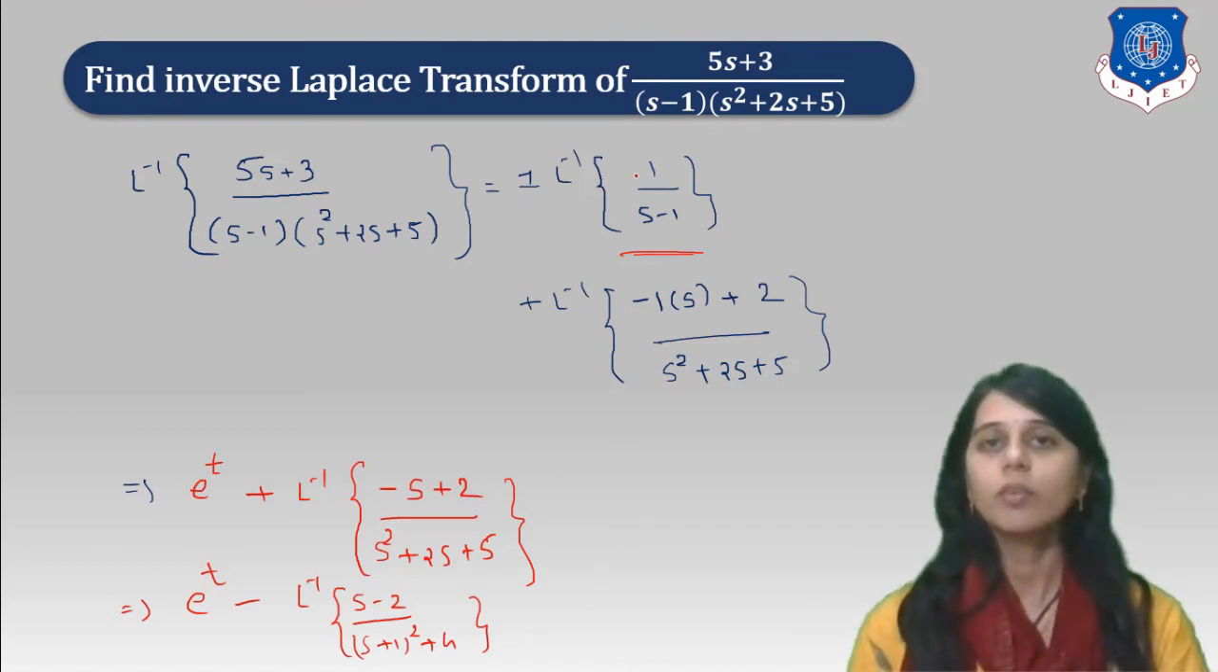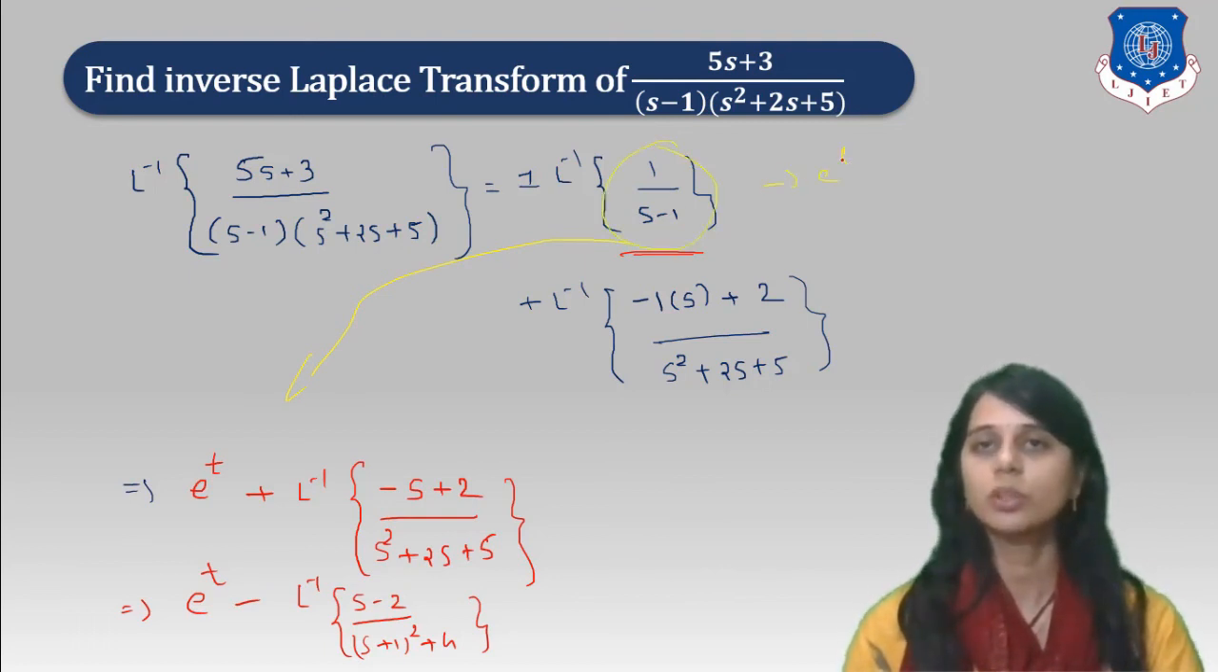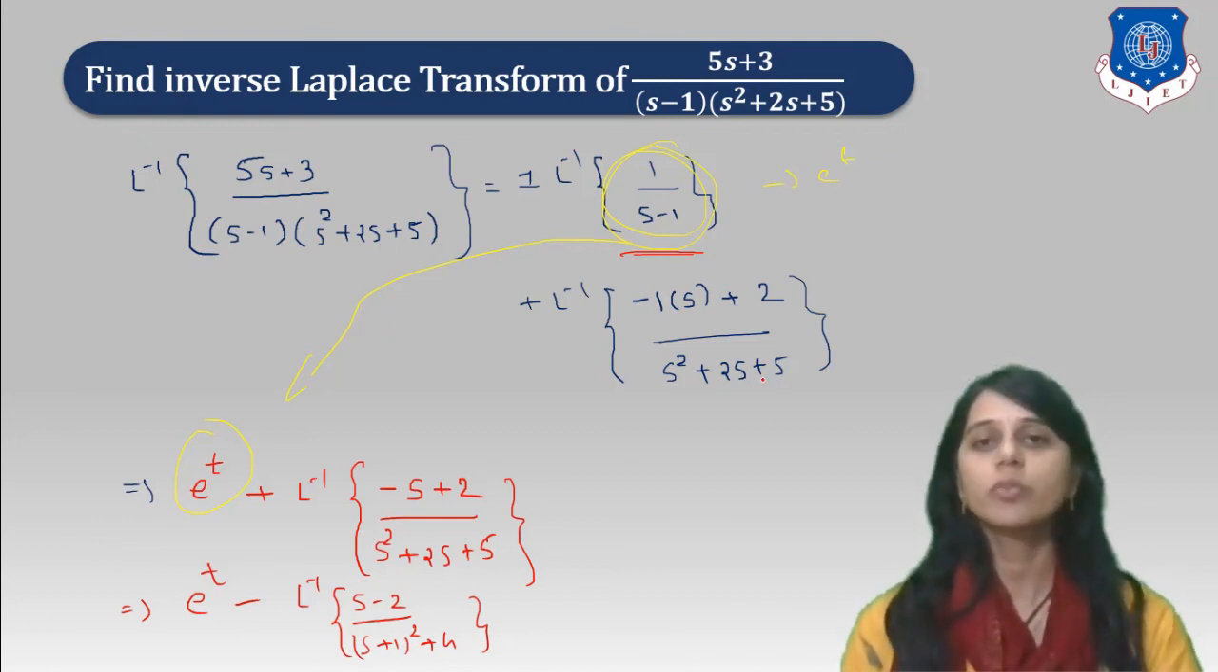We get 1 upon s minus 1. Inverse of this formation is simple. It is e raised to t. So this is your answer of the first part, e raised to t. Now it is minus (s plus 2) upon s square plus 2s plus 5. This is the partial fraction type of formation, and also it is an inverse first shift theorem. So we solve this example using inverse first shift theorem.